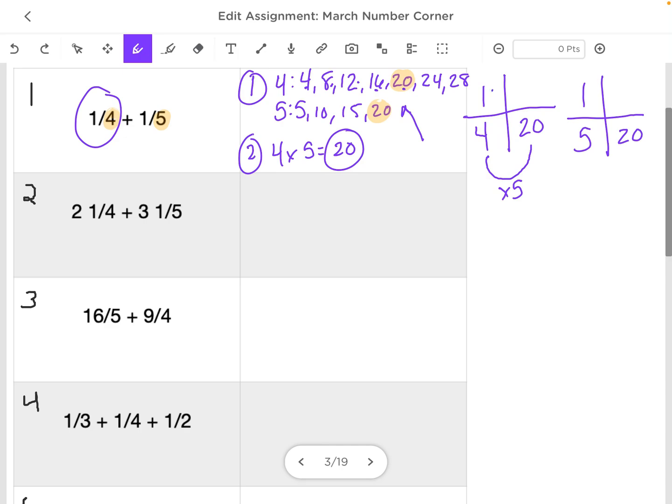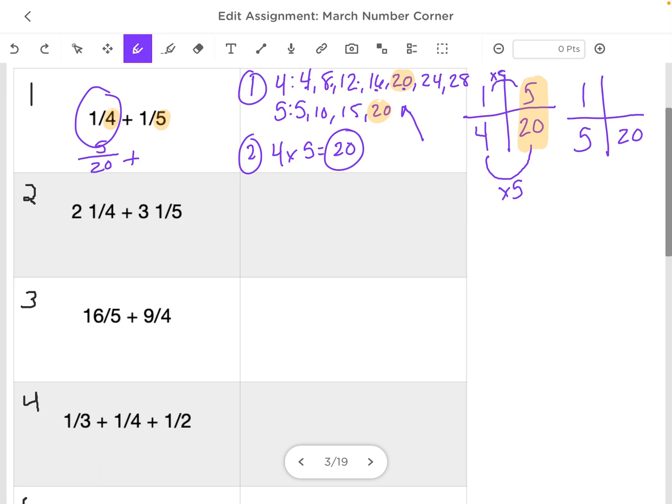Whatever is done on the bottom needs to be done up top. 1 times 5 is 5. This is my new fraction right here. So 1/4 and 5/20 are actually equivalent fractions. So I'm going to rewrite this fraction over here.